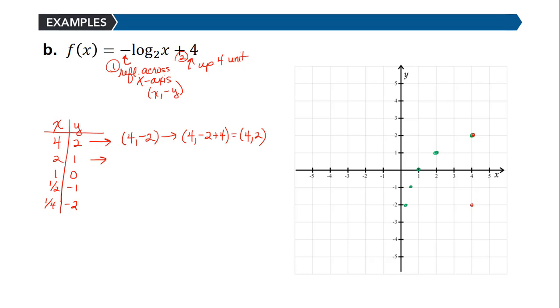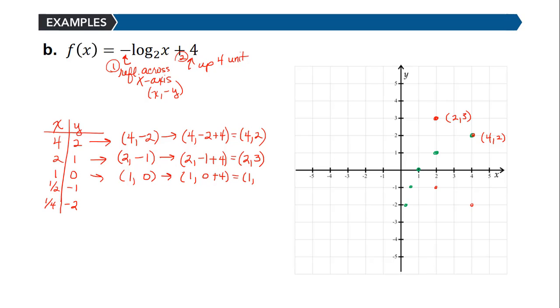(2, 1) to reflect across the x-axis would become (2, -1). And then I need to add 4 to the -1. So that would take me to the point (2, 3). Right, so (2, 1) goes to (2, -1), but then I go up 1, 2, 3, 4. (1, 0) through the reflection across the x stays at (1, 0). Then I need to increase the y value by 4, so 0 plus 4 would take me to the point (1, 4).